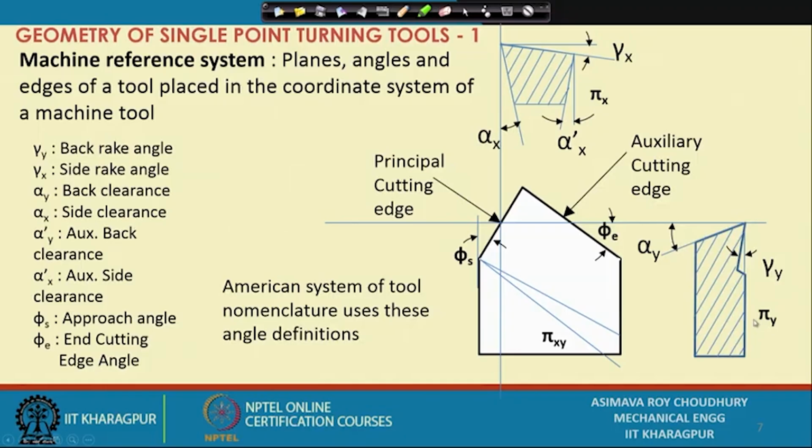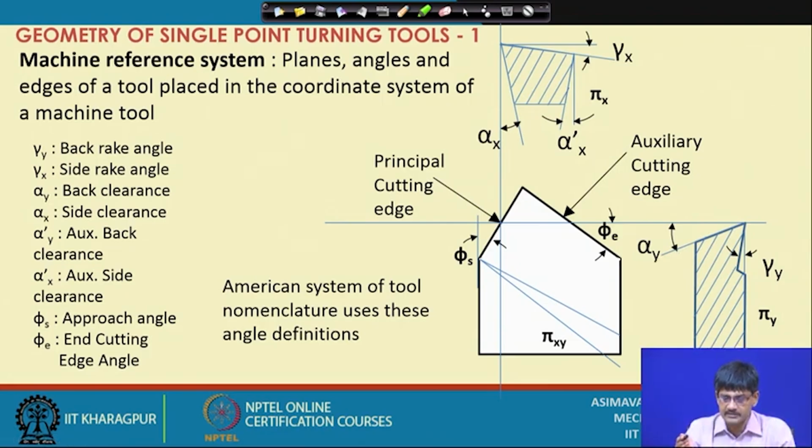So, this way we are going to define each and every angle to be between two planes and considered on a particular plane. For example, say I am defining gamma x. Gamma x is given the name side rake. If you notice, I have defined all the angles here. Side rake is defined to be the angle between the rake surface and the reference plane, considered in the pi x plane. So, this way we can define each and every angle.